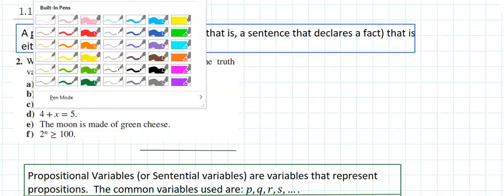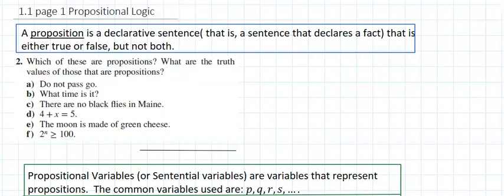Alright, section 1.1 is on page 1, and it talks about propositional logic. A proposition is a declarative sentence, that is, a sentence that declares a fact. There must be a fact in that sentence. That fact is either true or false, but it can't be both.